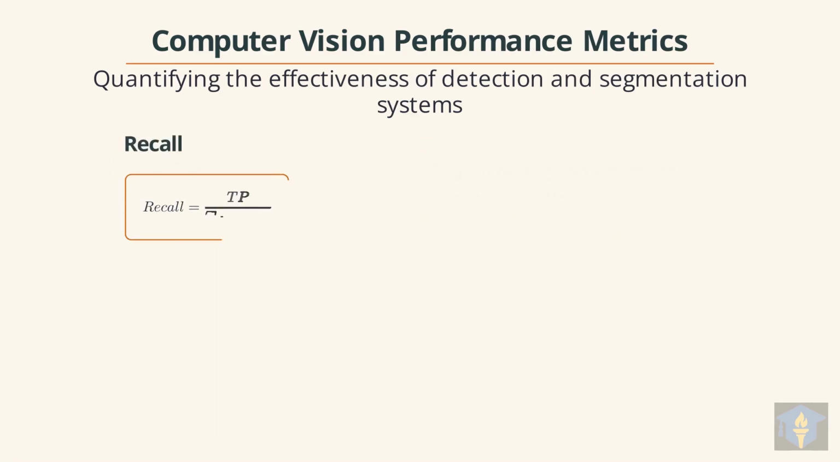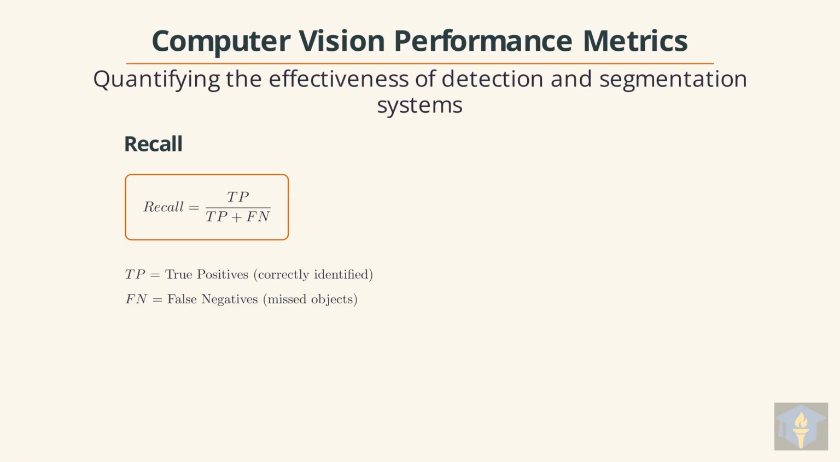Next, let's discuss recall, which measures our system's ability to find all relevant instances. Recall is true positives divided by the sum of true positives and false negatives. Again, TP stands for true positives, the objects correctly identified by the system.